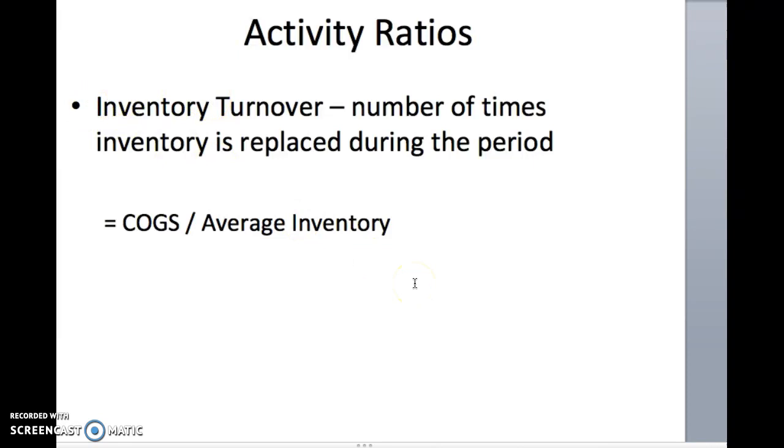Another activity ratio would be the inventory turnover. This measures the rate or how fast your inventory is replaced during the period. That's computed by cost of goods sold divided by average inventory. Average inventory can be computed by beginning inventory plus ending inventory divided by 2. The label for this inventory turnover would be times. The higher the better because it would mean you're replacing it faster.